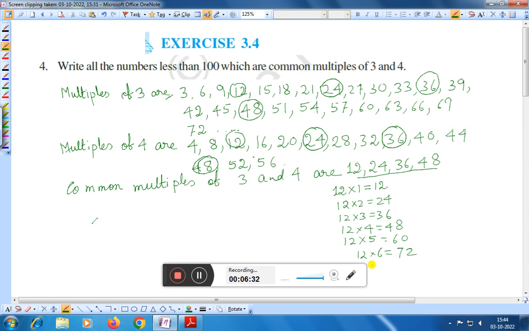72. 12 into 7 is 84. 12 into 8 is 96, and 12 into 9 is 108. But the question is, you have to take the multiples of 3 and 4 up to 100, but less than 100. We will not take 108. Therefore, all the numbers are 12, 24, 36, 48, 60, 72, 84, and 96.